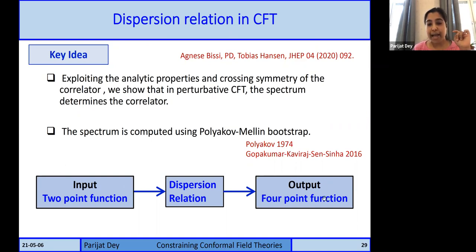And this is the schematic representation of the dispersion relation that we have. So you use the input, or this, for the 2-point function of the spectrum, feed in the dispersion relation, and then you end up getting the 4-point function or the correlator.